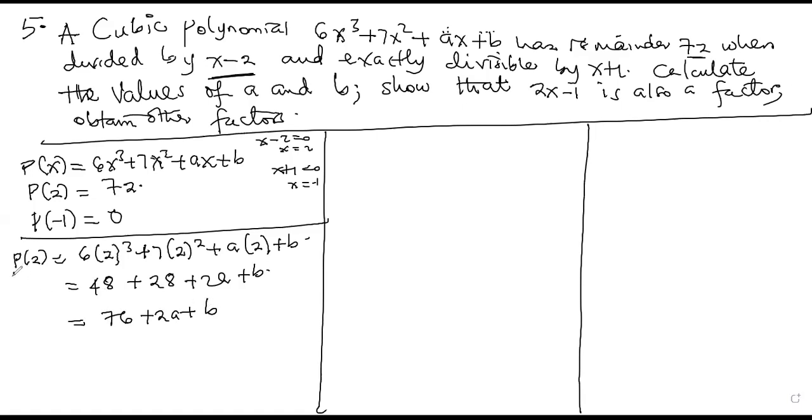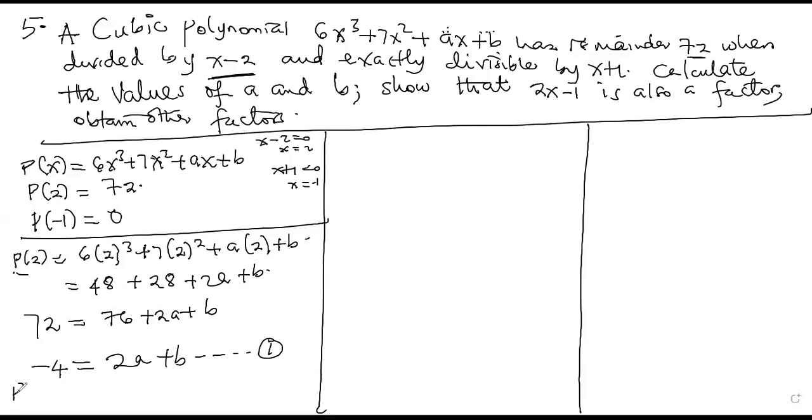But p of 2 is 72, so 72. When you reduce this, it is going to be -4. When the 76 comes this side, it's going to be -4 is equal to 2a plus b. Call this one your equation 1.